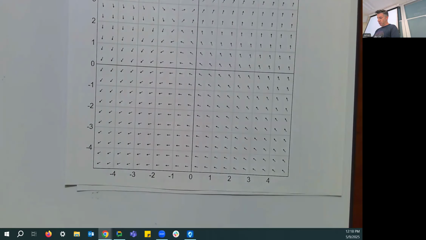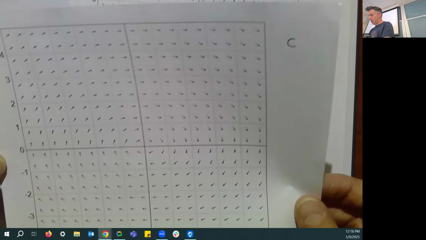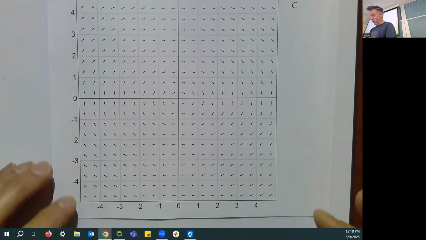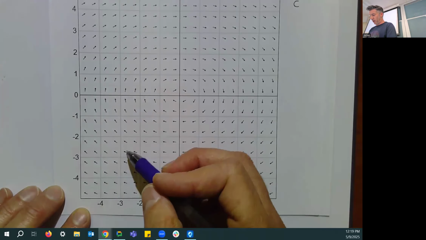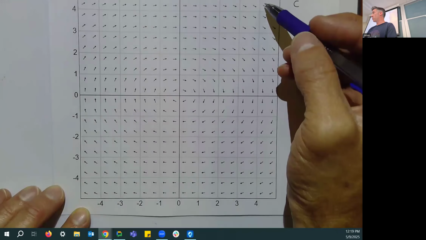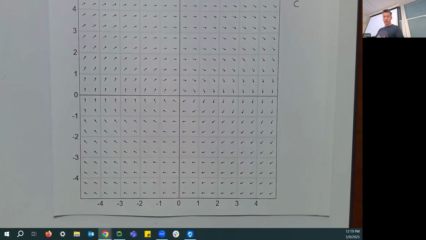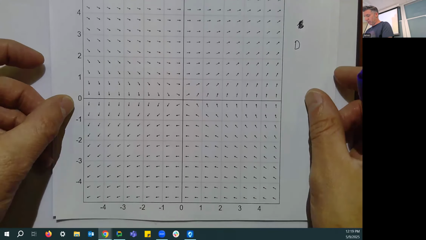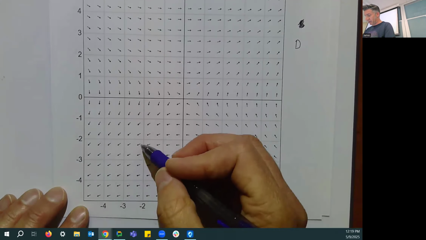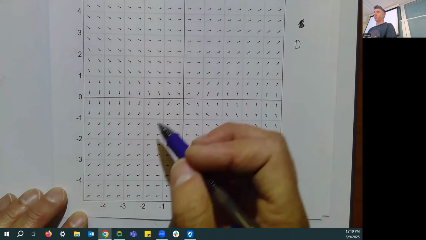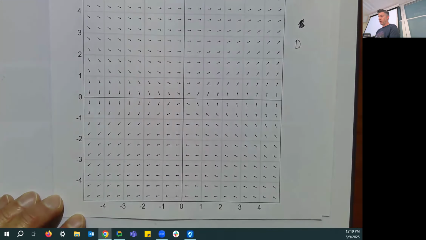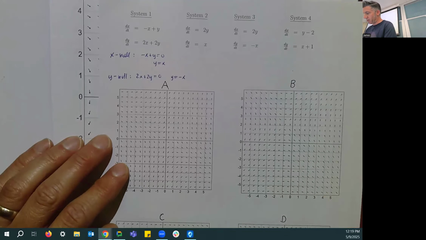For C, the same thing is true. We look at C, along the line y equals x. No, definitely not. My arrows do not point purely horizontally or purely vertically. Specifically, y equals x should be purely vertical. And for D, same thing is true. Along the line y equals x, I definitely do not have arrows that point purely vertically or purely horizontally. Cool. So system one goes with graph A.